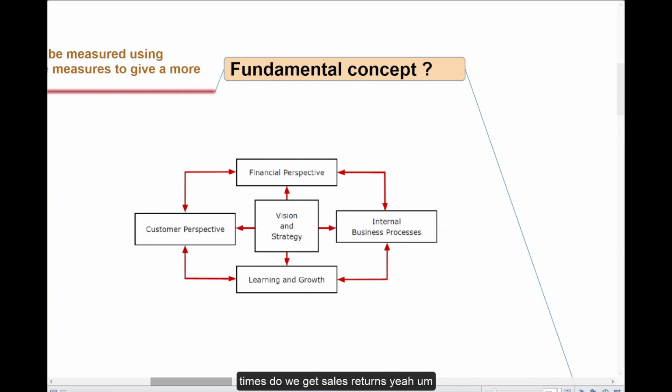How many times do we get sales returns? Yeah, let's measure that, etc., etc. So the customer perspective really means put your customer hat on, be a customer, and really establish what the customer wants and set metrics subject to the business that you're in, subject to the industry in those areas. Right hand side, internal business processes. Now, again, that does what it says on the tin.